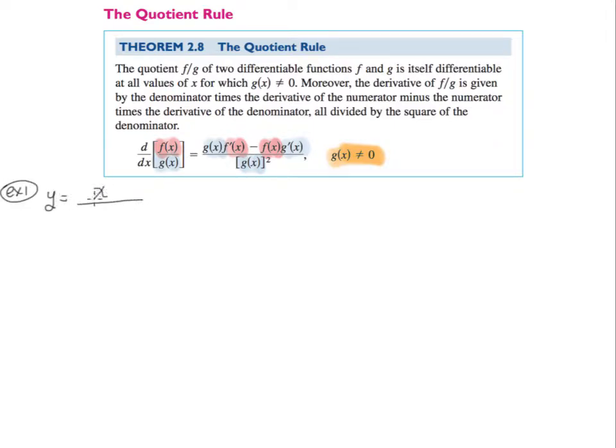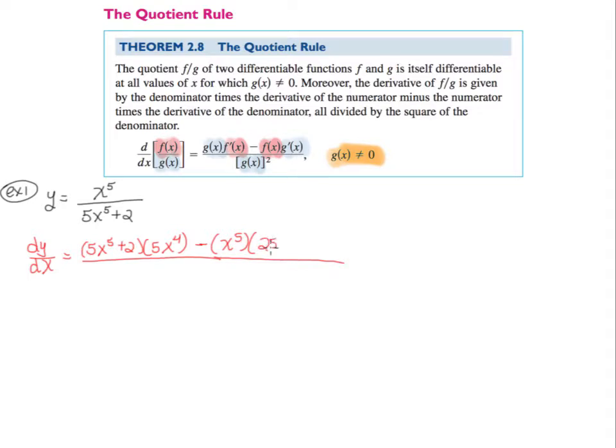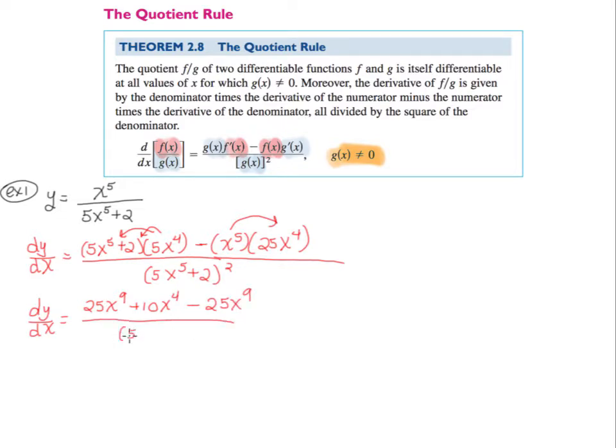Okay, let's try a few example problems to see how the quotient rule actually works. Looking at this problem, my low is 5x to the 5th plus 2, and my high is x to the 5th. So low d high, the derivative of the top, which will be 5x to the 4th, minus high, x to the 5th, times d low, the derivative of the bottom, over low low. That's the bottom quantity squared.